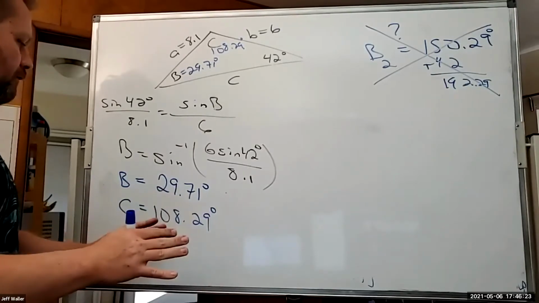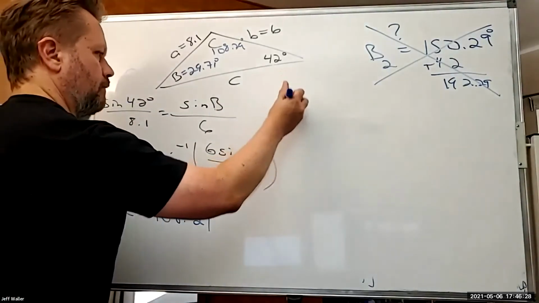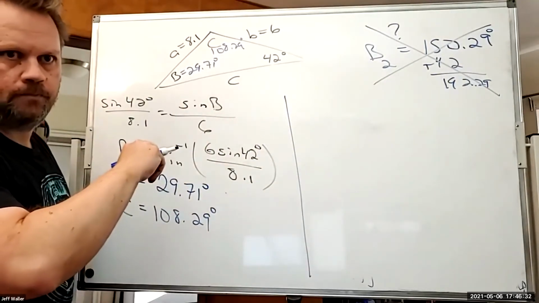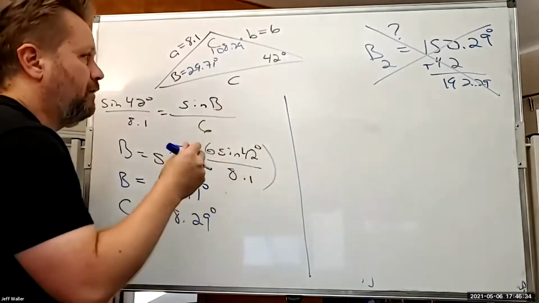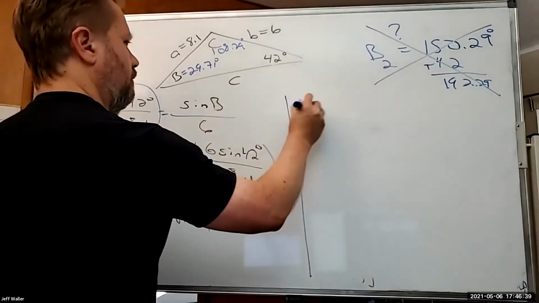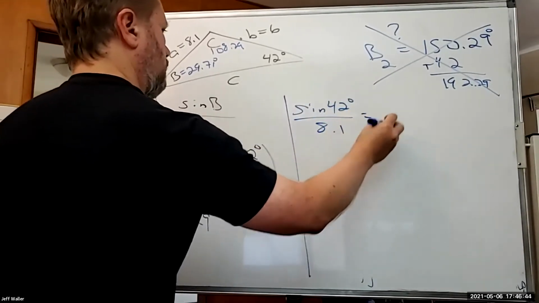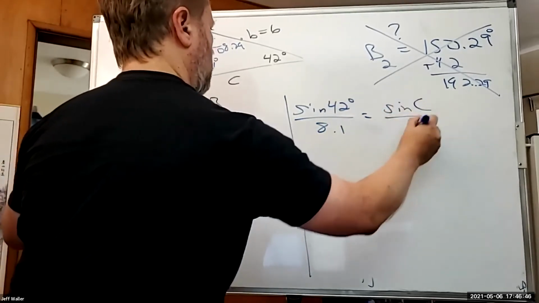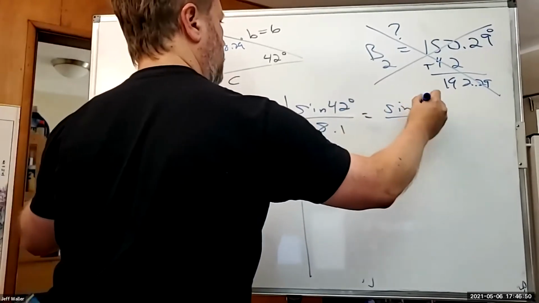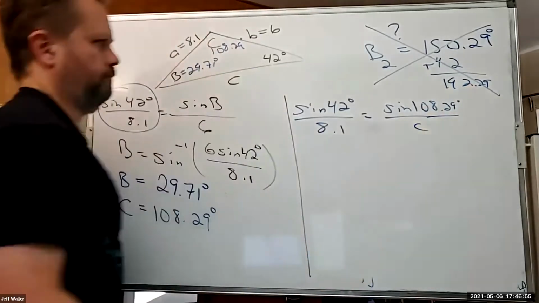All right, what was I doing? God, I'm really out of it. So how do I find side C? What do I do? Plug it in. Plug it in to what? Sorry, I wrote out the full thing first, but it's sine of C over C is equal to sine of 42 over 8.1. Yeah, sine of 108.29 over side C. I like it.